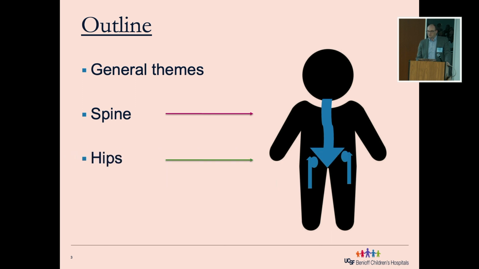We're going to talk about hips. Hopefully you recognize some asymmetry, and we'll talk a little bit about that. And then also legs and feet. There's a couple of different things that we look at with regards to the feet and lower extremities for children with spina bifida.